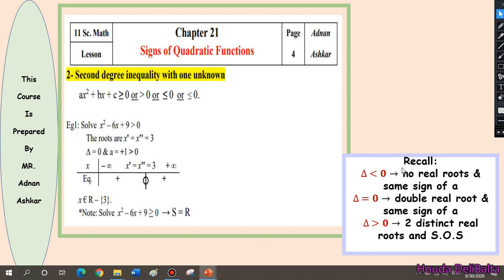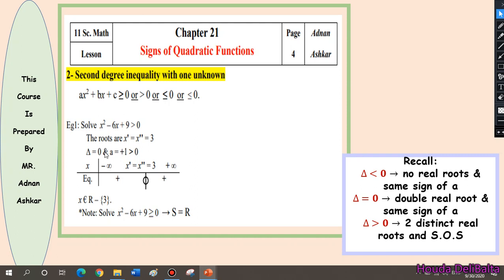Now recall, we have to find delta. If delta is negative, there are no real roots, and we take the same sign as a. If delta equals 0, then we have a double real root and the same sign as a. While if delta is greater than 0, then we have two distinct real roots, and outside the roots is the same sign as a, while between the roots is the opposite sign of a. And here we start.